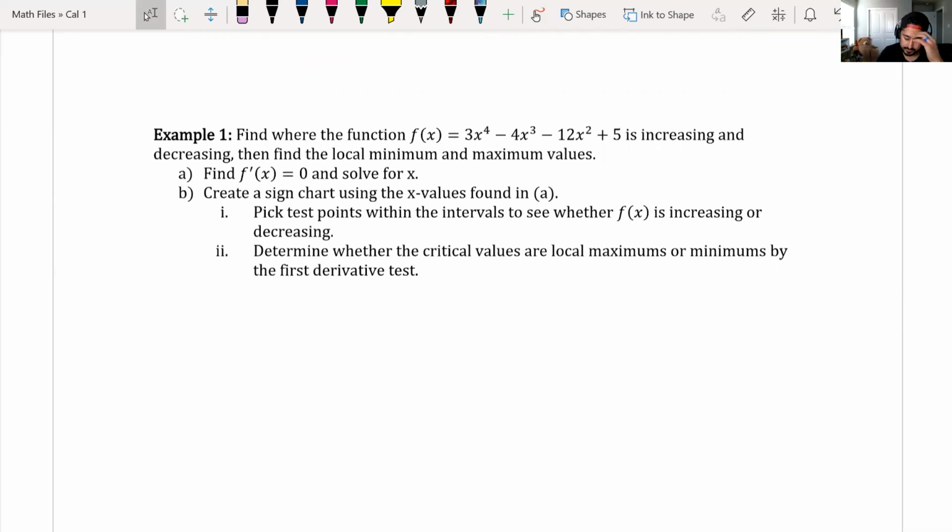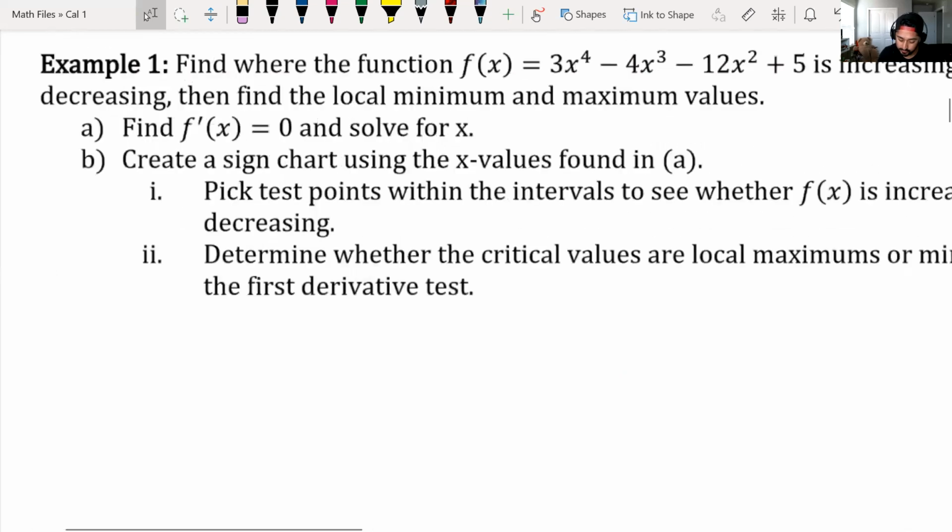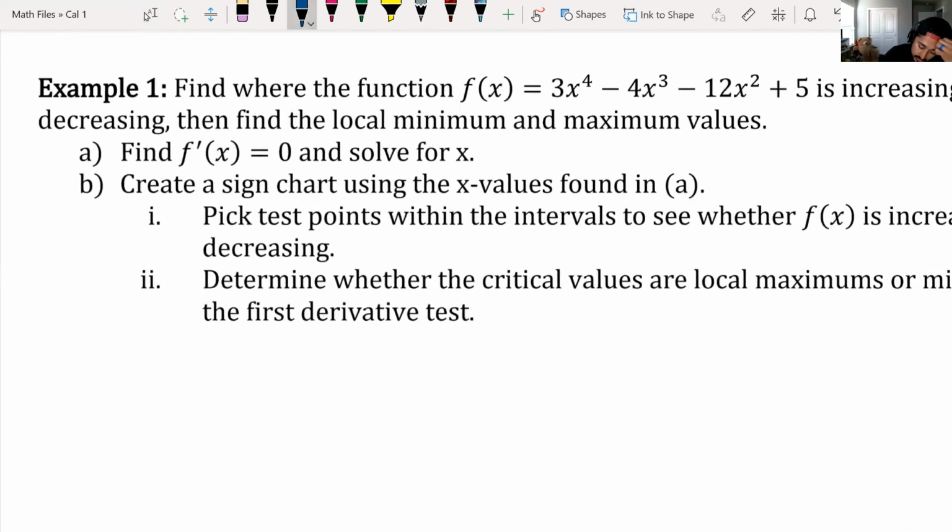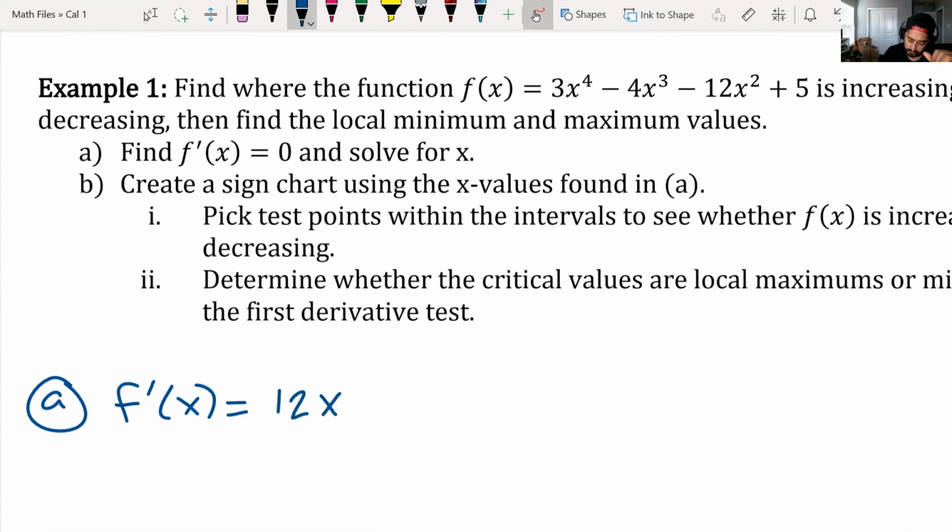Okay, so let's get started. Step A says find the derivative. So that's where we'll go first. All right, A, we take the derivative. F prime of x is going to be 12x cubed minus 12x squared minus 24x. 12x cubed minus 12x squared minus 24x.